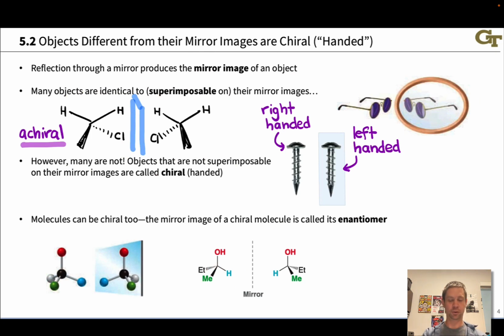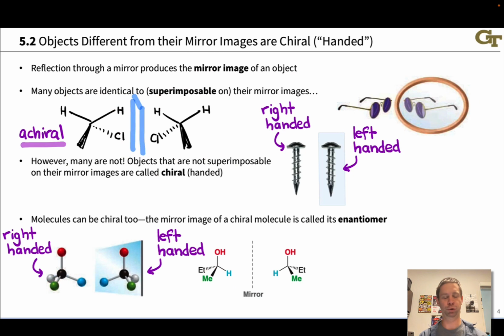Reflecting this molecule through a mirror plane, or looking at the molecule in a mirror, produces an image that is not the same as the original. So we might call the original molecule right-handed, say it's got this blue group on the right, and the mirror image left-handed. These 2 hands of a chiral molecule are known as enantiomers, and this is one of the 2 types of stereoisomeric relationships that we'll explore in detail in this unit.